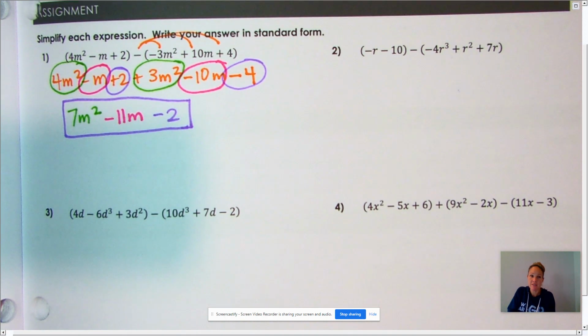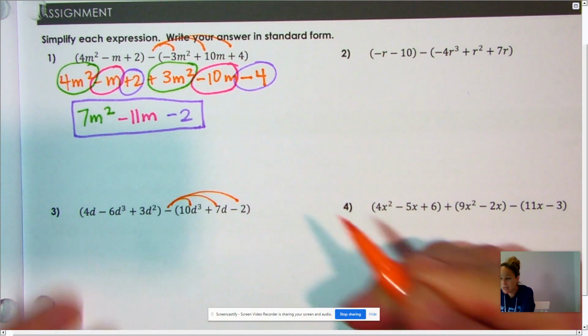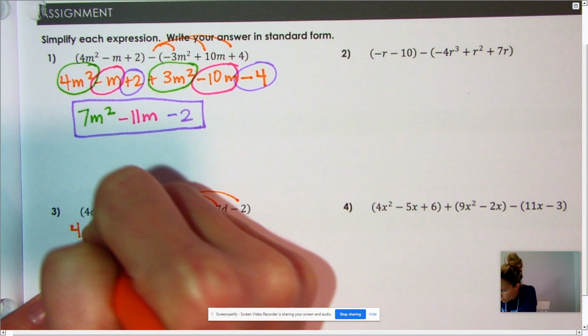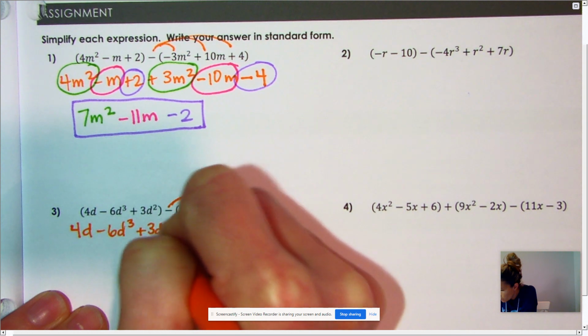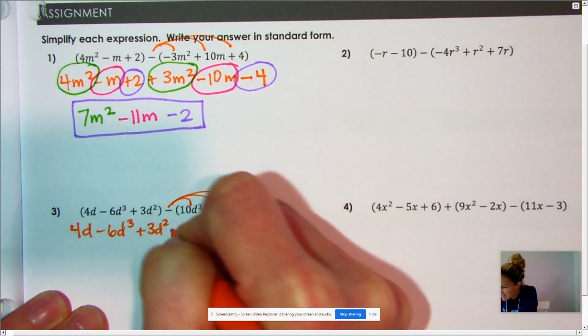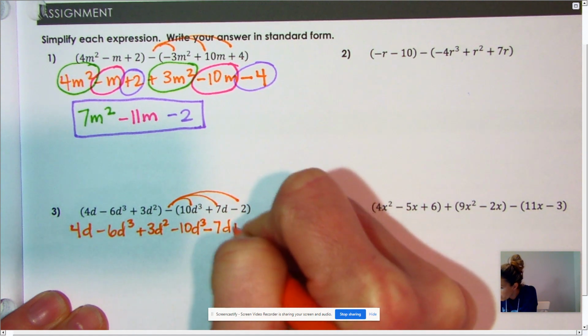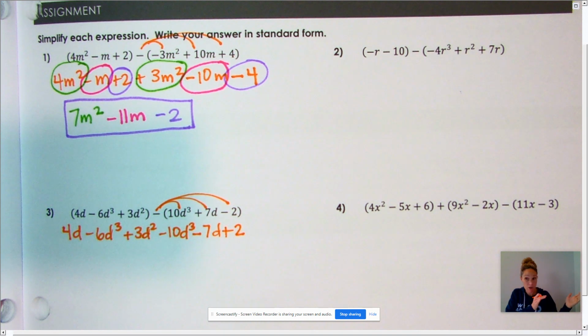Remember, our first step, anytime there's a minus, is that we need to distribute that minus and rewrite it. The first part, I just rewrite how it is. 4d minus 6d third plus 3d squared. Now I'm going to distribute minus 10d to the third minus 7d plus 2. That negative out in front just changes all the signs that follow it. The ones that come before stay how they are, but the ones that go after it all get that negative.